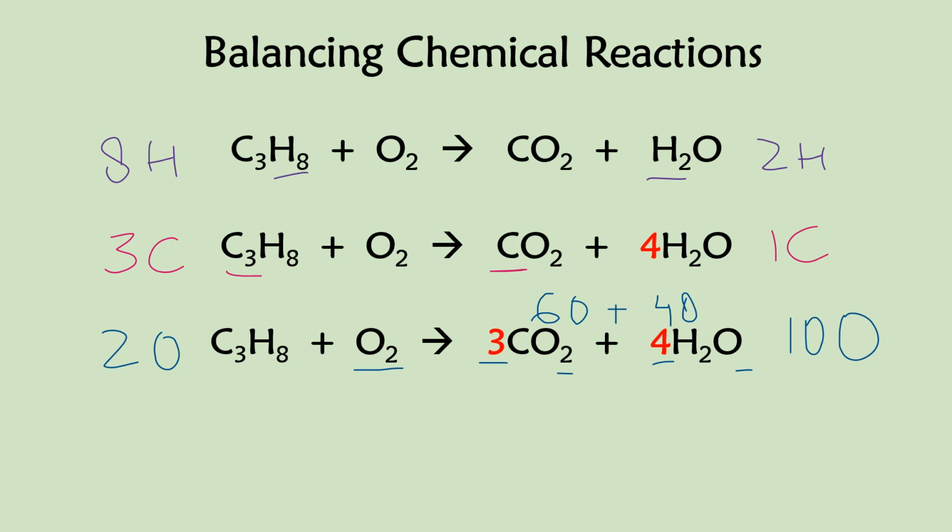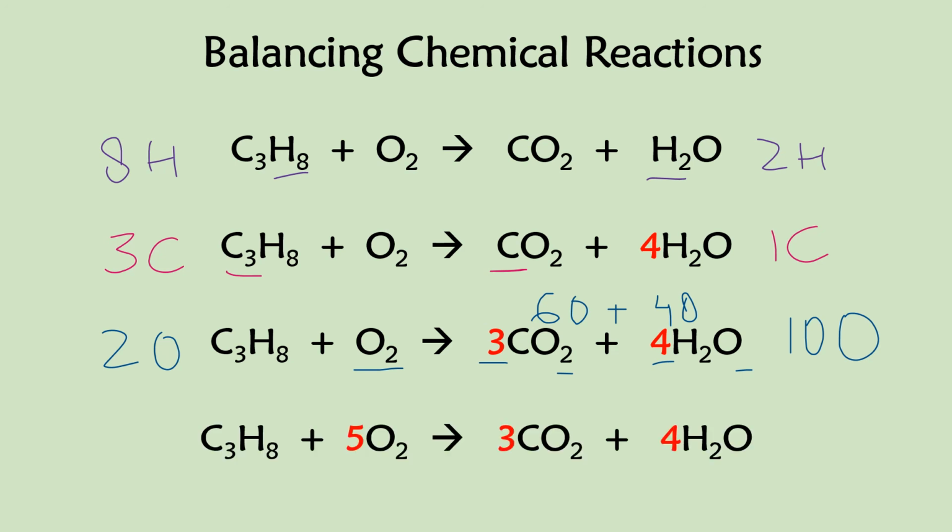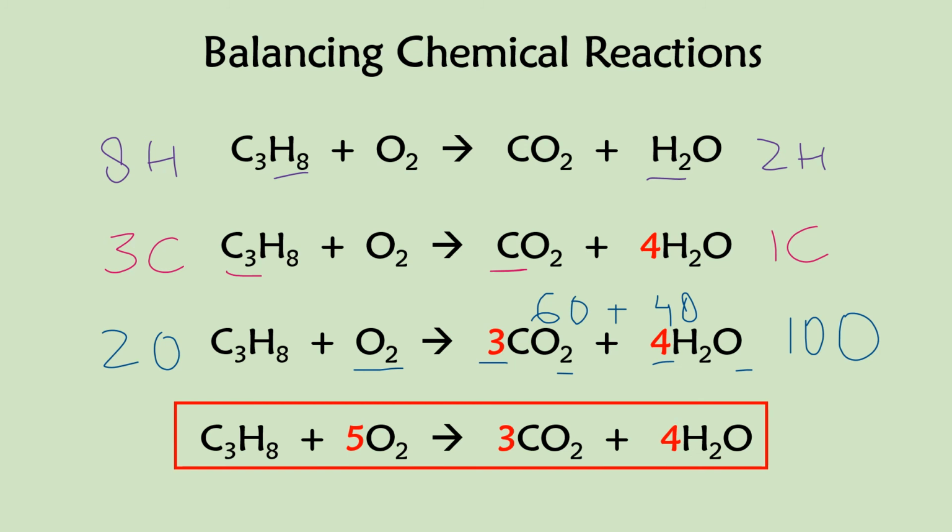So now, when we have to balance them, how do we make the 2 a 10? By multiplying the 2 with a 5. So we will just go ahead and add a coefficient of 5 with the O2. So now the carbon is balanced, hydrogen is balanced, and oxygen is balanced. And there we have a balanced chemical equation.